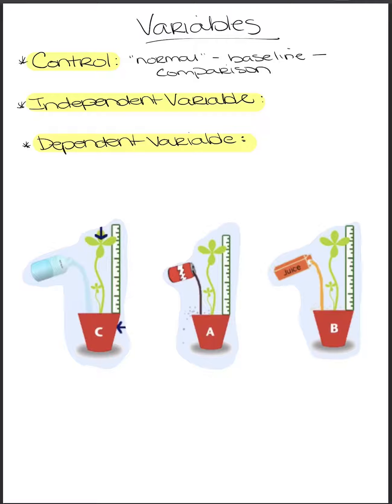Your independent variable is going to be what is changed in the experiment. So what are you changing about that normal thing? What is your experiment on? So the experiment.